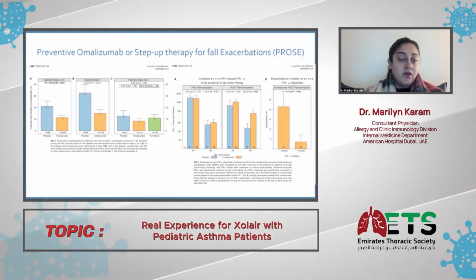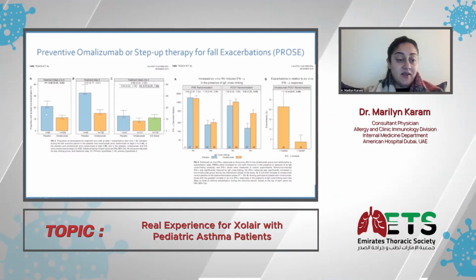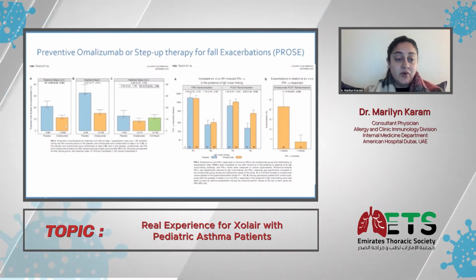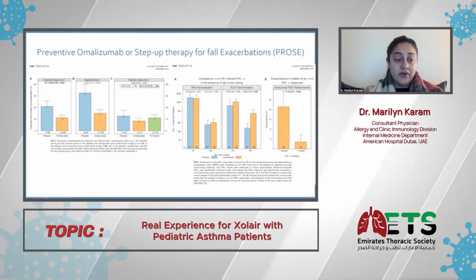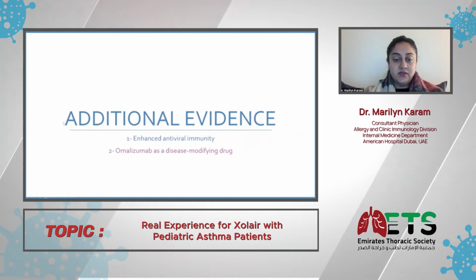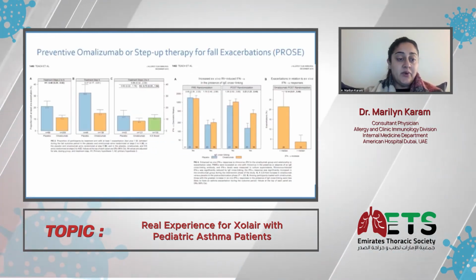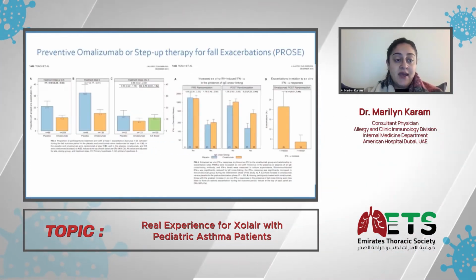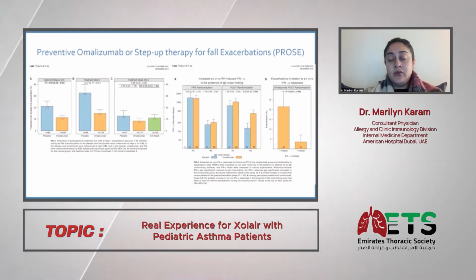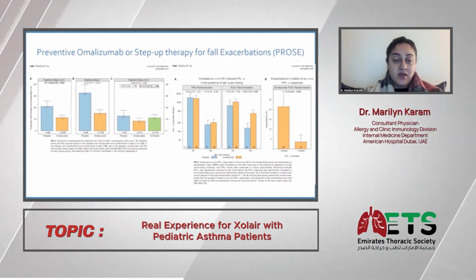And when you look at the first graph here, you see that 20% in the placebo group, compared to only 11.3% in the omalizumab group, had an exacerbation within 3 months of going back to school.